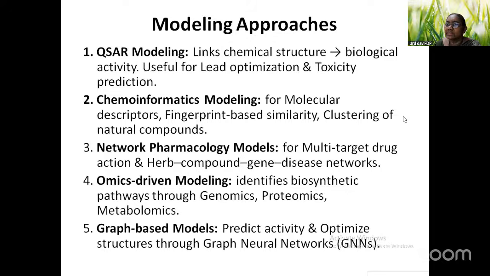In QSAR, this is mainly relating chemical structure to biological activity. Based upon the structure of the chemical moiety, we can suggest or predict what biological activity it will possess. Chemoinformatics uses molecular descriptors and fingerprints for the similarity and grouping of natural compounds. Network pharmacology is for multi-target drug action and herb compound-gene-disease networks. Omics-driven modeling covers biosynthetic pathways through genomics, proteomics, and metabolomics. And the graph-based ones predict activity and optimize structures through graph neural networks, known as GNNs.